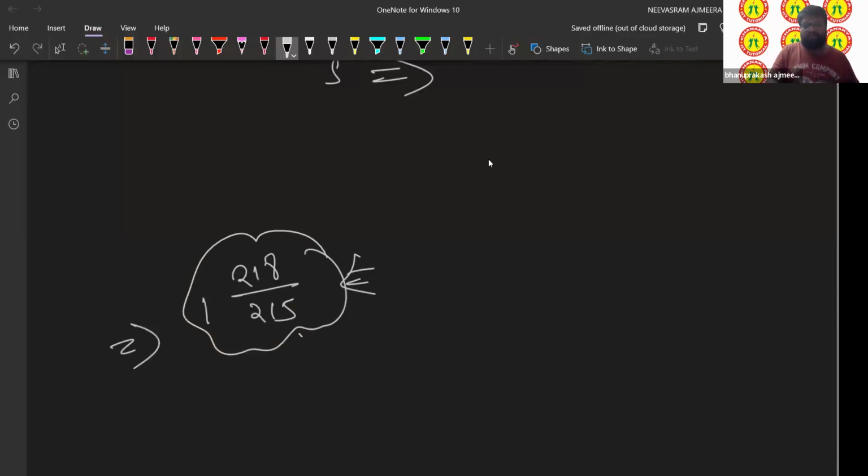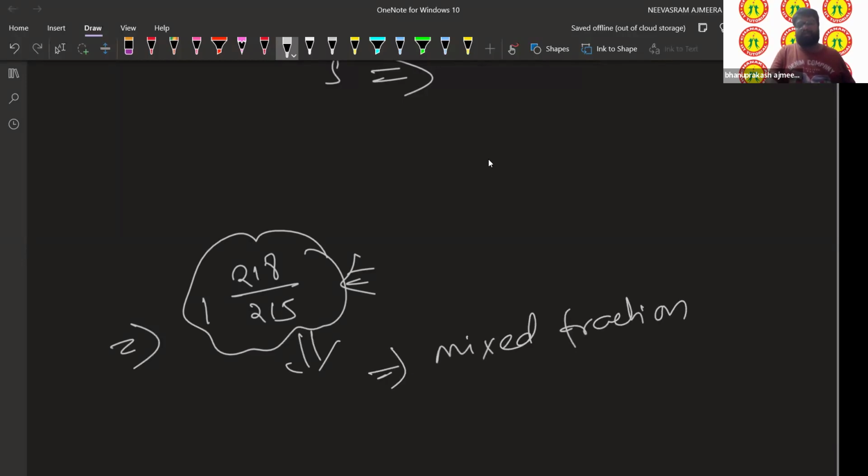So this is also same. This is in prime factorization. Sorry, this is in mixed fraction. So you know how to convert this mixed fraction into a fraction.